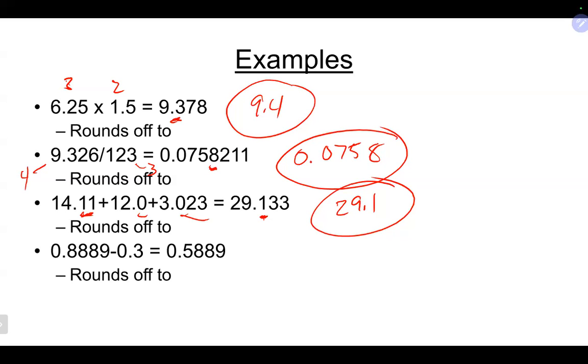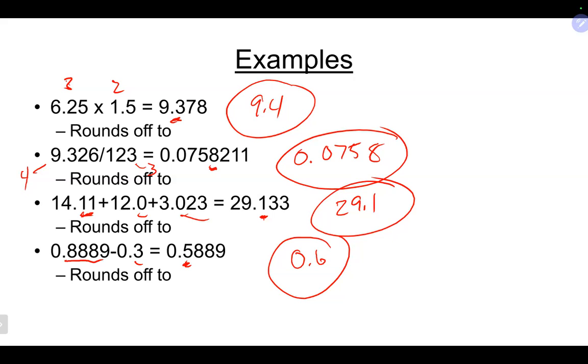And last, we're subtracting. So once again, decimal places. That is 4. That is 1. Taking us here to the 5. So look at the 8. We do need to round up. And that would give us 0.6 here in terms of our answer. Any questions on any of those?